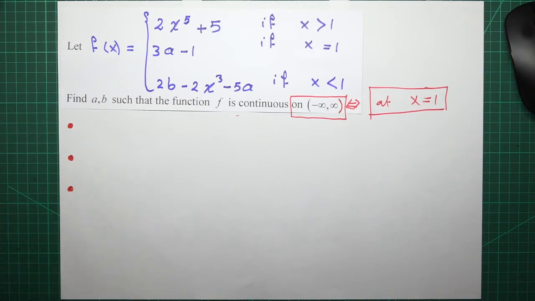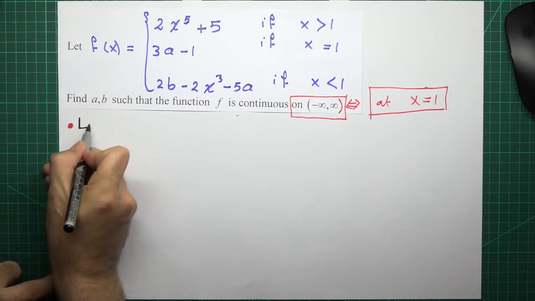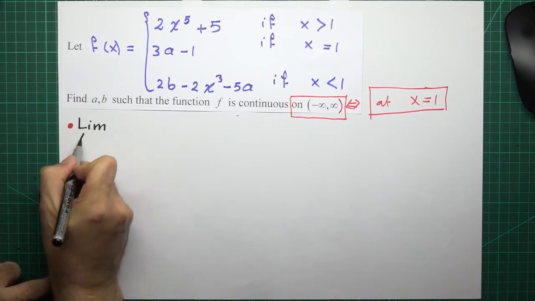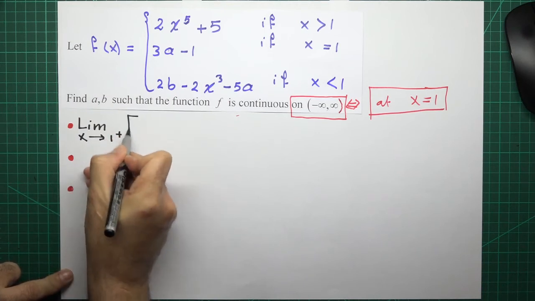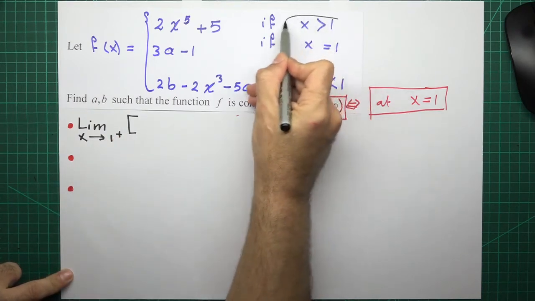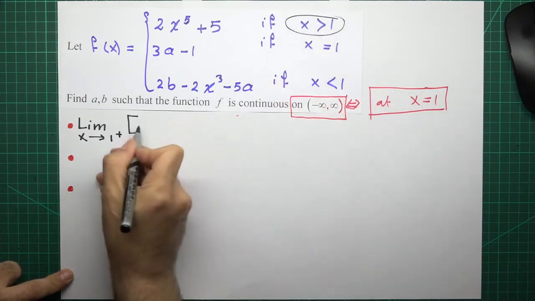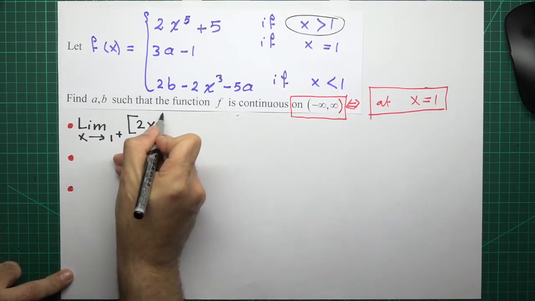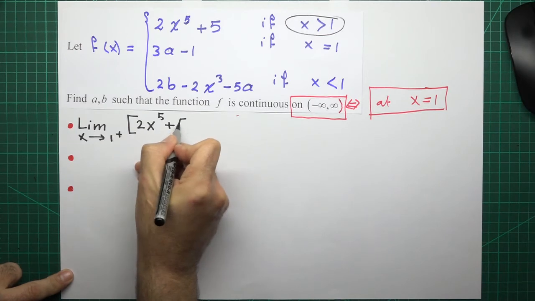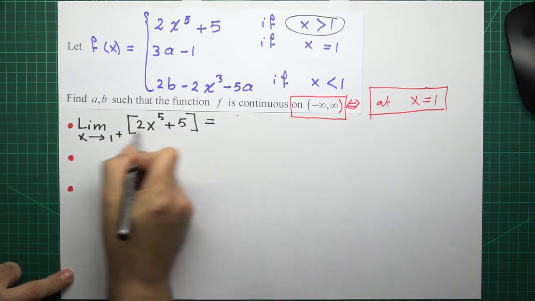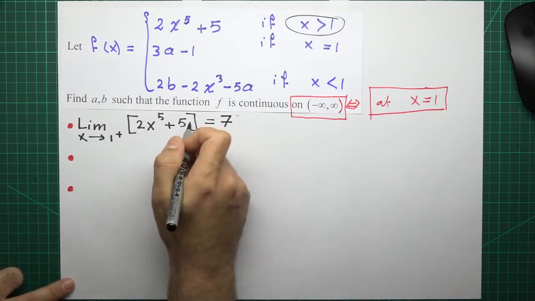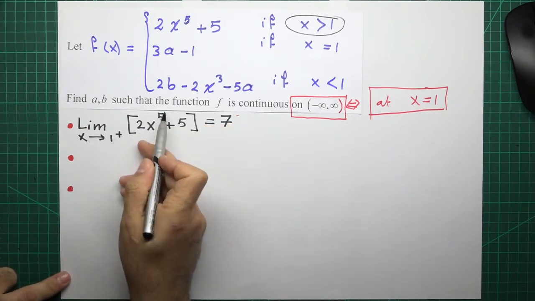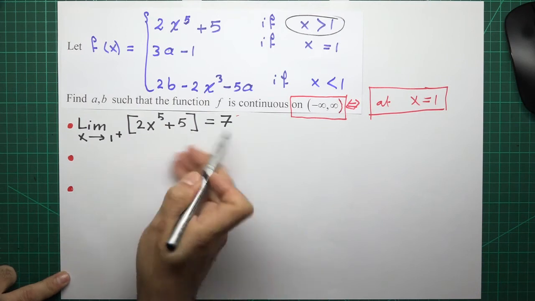عندي limit as x goes to 1 from right، زي ما احنا شايفين this rule greater than 1، 2x to the 5 plus 5. You can plug in mentally أو بالكالكوليتر، الإجابة 7. 1 cubed، 1 to the 5، 1 times 2 is 2 plus 5 is 7.